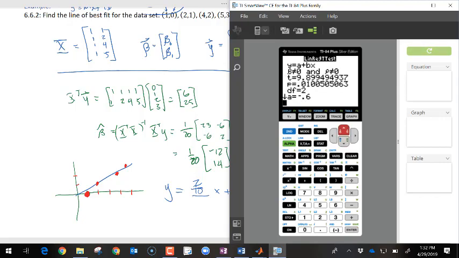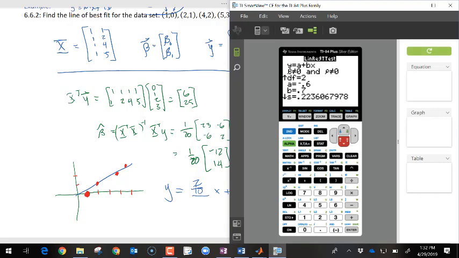So I have my a. My solution is supposed to be y equals a plus bx. So b is your slope and a is your y-intercept according to this. And so a is equal to negative 0.6 and b is equal to 0.7. Did that agree with what we did, right?